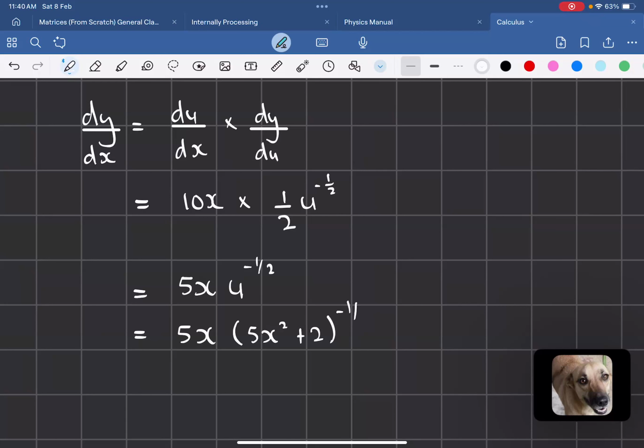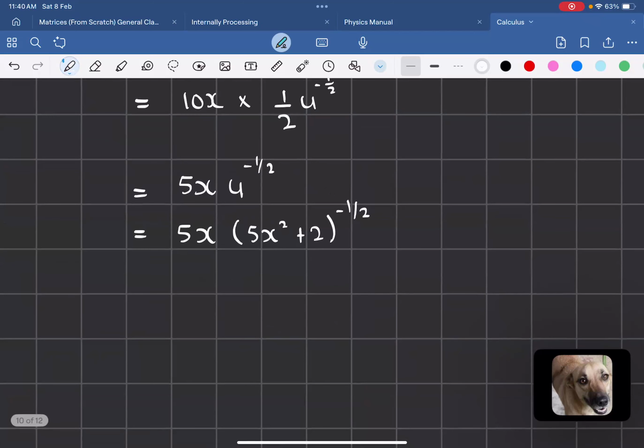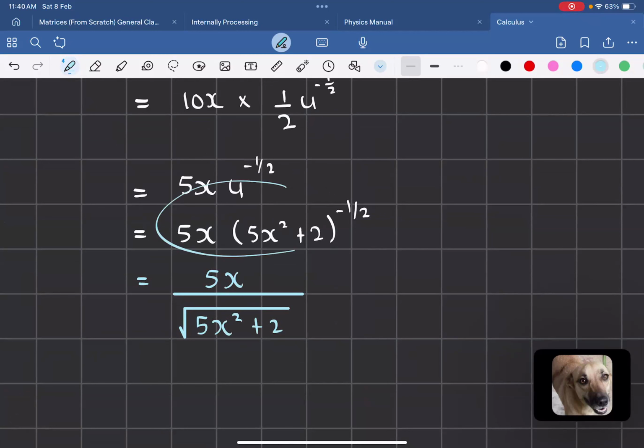Right. That's it. Now if you wanted to do more working, you could have said 5x all over the square root of 5x squared plus 2. If anybody doesn't know how I jumped to that line, let me know. Nicholas, do you know how I jumped from this line to this line?